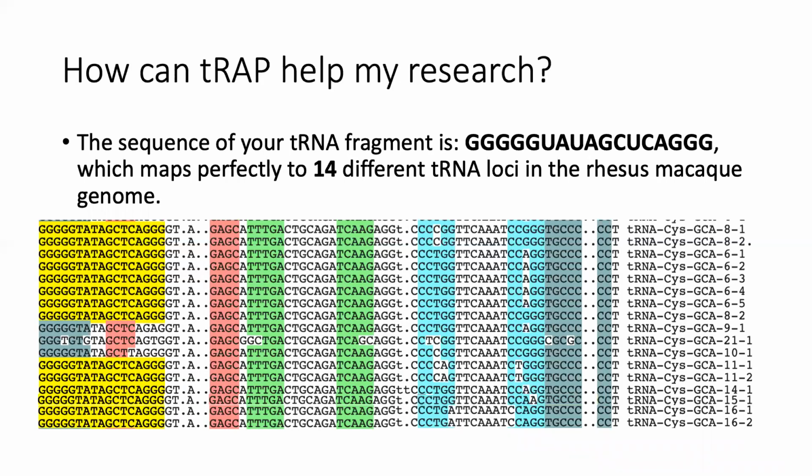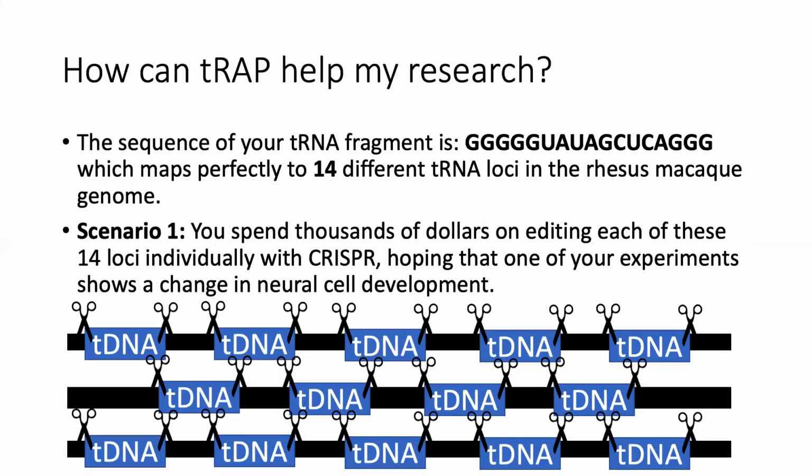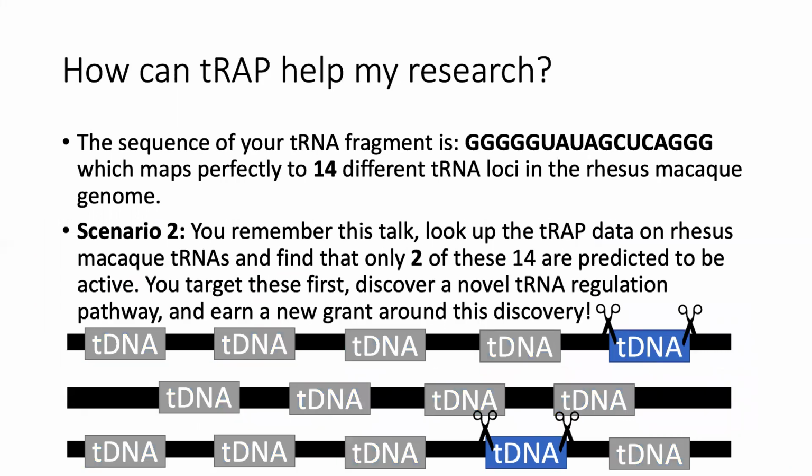But when you map this sequence back to the genome, you find that it perfectly matches 14 different cysteine tRNA loci. These sequences are shown here, with your newly discovered fragment shown in yellow. So there are two ways you can go from here. One is to just use brute force on all the loci and try all of your planned experiments, which would be very expensive and time consuming. Or you can use TRAP and look at our predictions, and you'll notice that only 2 of these 14 tRNA loci are expected to be active in any tissue. So you prioritize these, you save lots of time and money, and set yourself up for success.